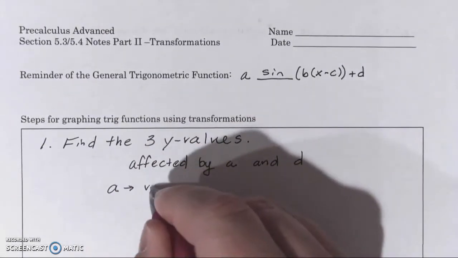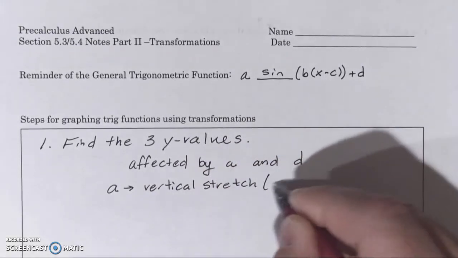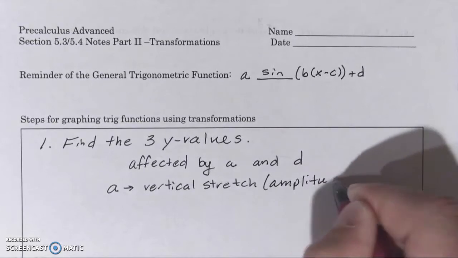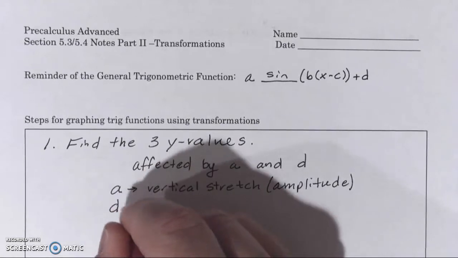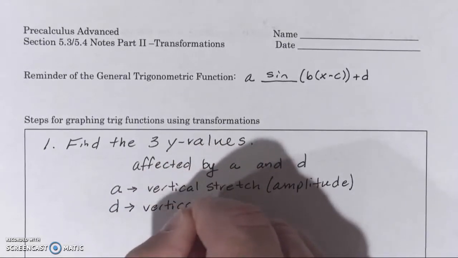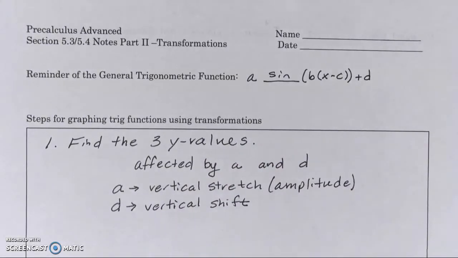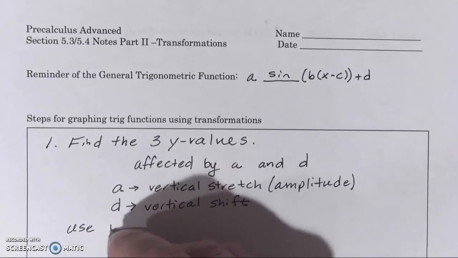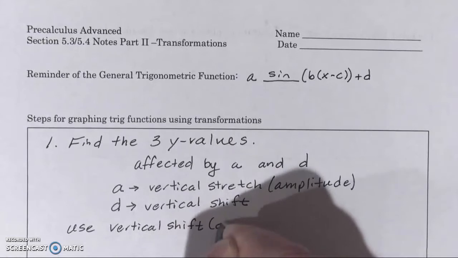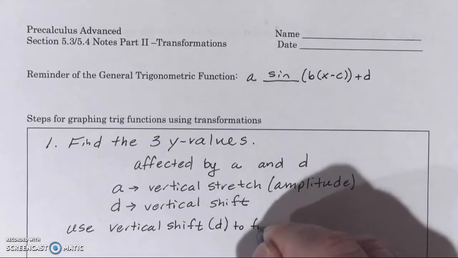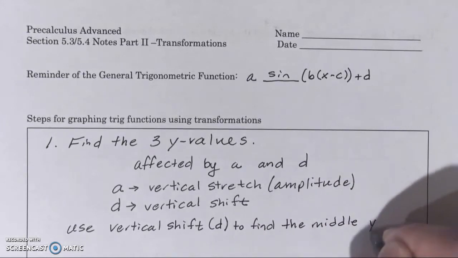A is really the vertical stretch. It could be classified as the amplitude. Remember, we use the word amplitude with just sine and cosine graphs. The d, that's the vertical shift. So how are we going to do this? We're going to use the vertical shift, or the d value, to find the middle y value.